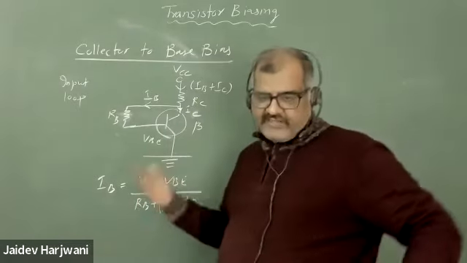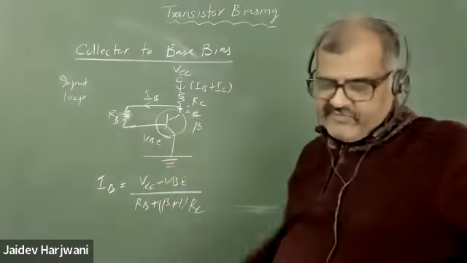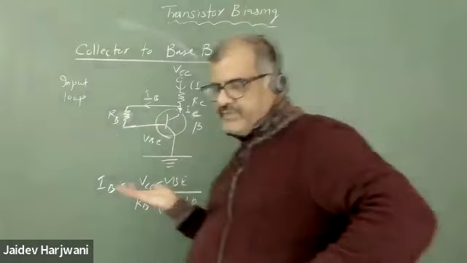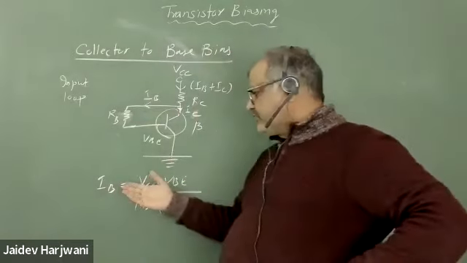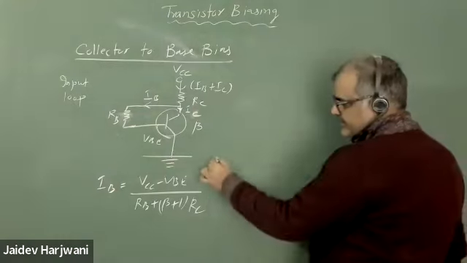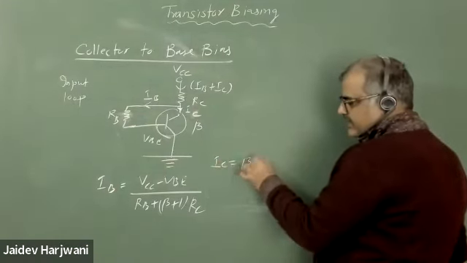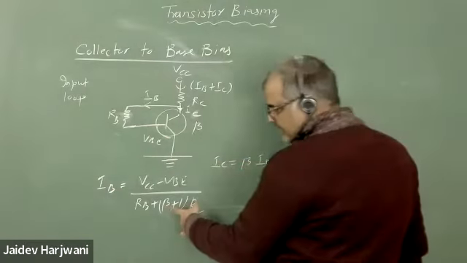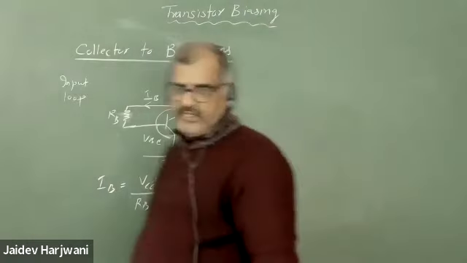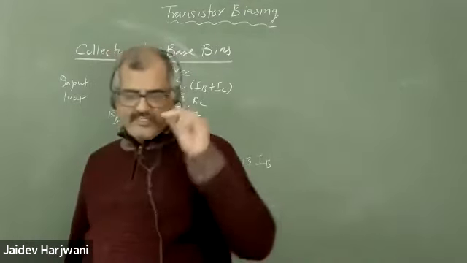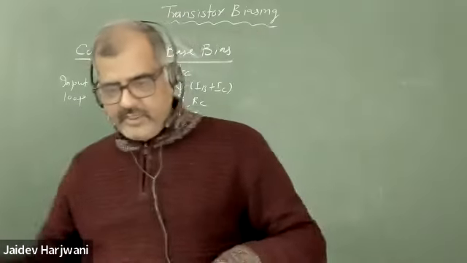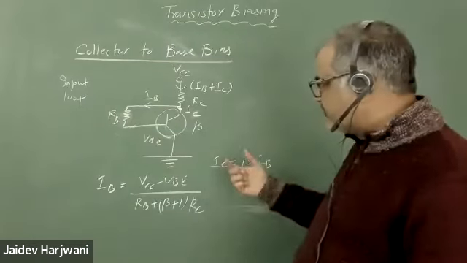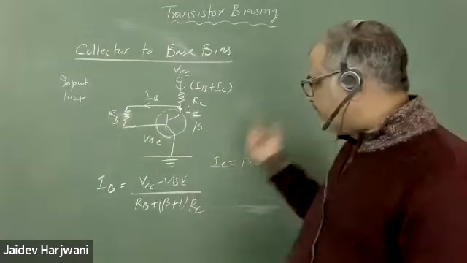So this kind of circuit is indirectly keeping a check on the IC value. Obviously it will not keep a perfect check for this circuit. We will go on improving. Actually, we need to make IC independent of beta. So far it is not independent, but IC is beta IB. So beta increases, my IC increases, but when beta increases, at the same time your IB is also decreasing. So there is some kind of check. This circuit is trying to reduce the IC. So that is the advantage of this circuit compared to the previous circuit.